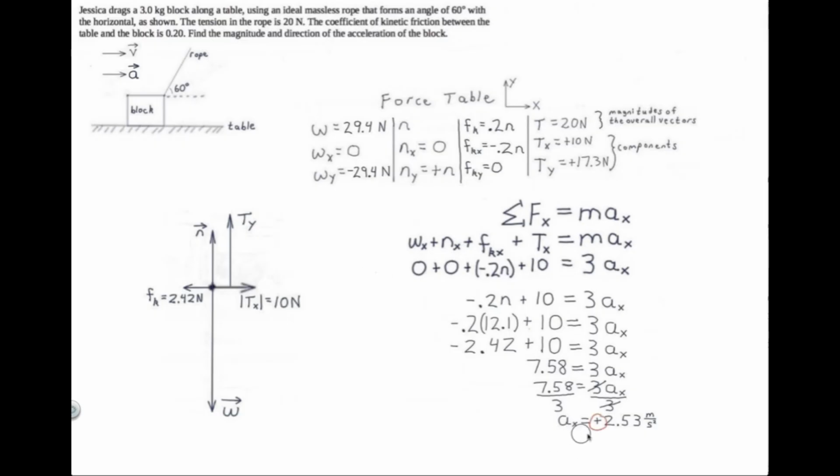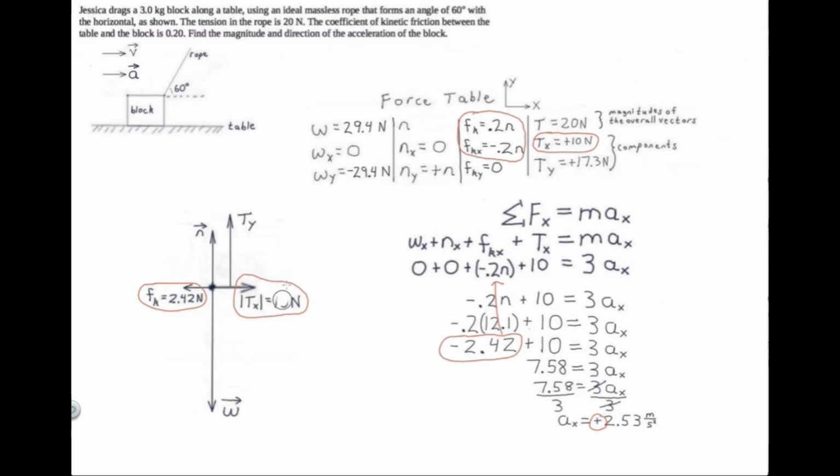Our result for a sub x is positive. Does that make sense? The friction force is pulling to the left, while T sub x is pulling to the right. When we broke the tension force into components, we found that the magnitude of T sub x is 10 newtons. And during the course of our work on the Newton's second law x equation, we found that the magnitude of the kinetic friction force is 2.42 newtons. So, the magnitude of T sub x will exceed the magnitude of the friction force. This means that the net force on the block will point to the right.